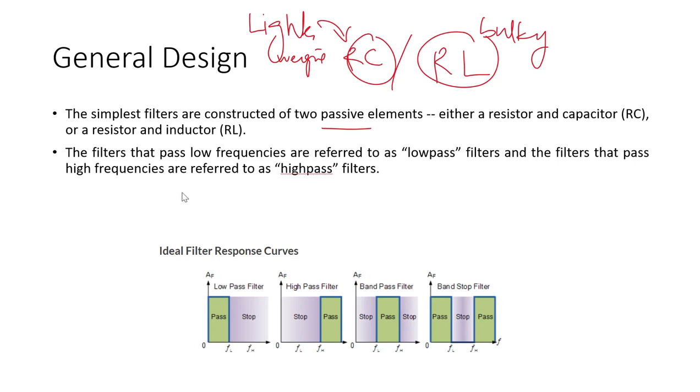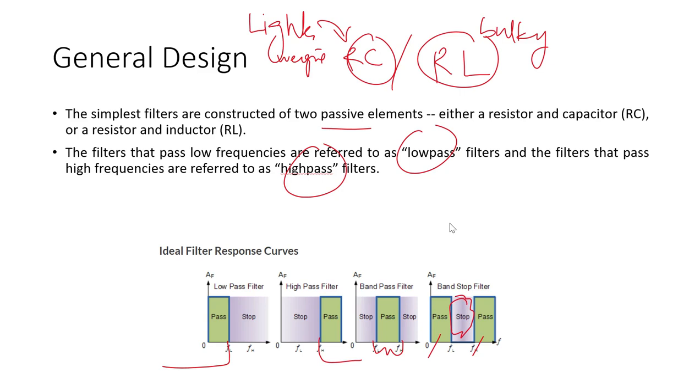The filters that pass low frequency are referred to as low pass filters, and those that pass high frequency are known as high pass filters. These are some of the structures for ideal filters. The pass band is on the zero side, so it is a low pass filter. The pass band is on the upper side, so it is a high pass. The pass band is between lower and higher, so it is a band pass. And there are two pass bands, this one and this one, so this is a band stop filter. It is stopping this particular band.